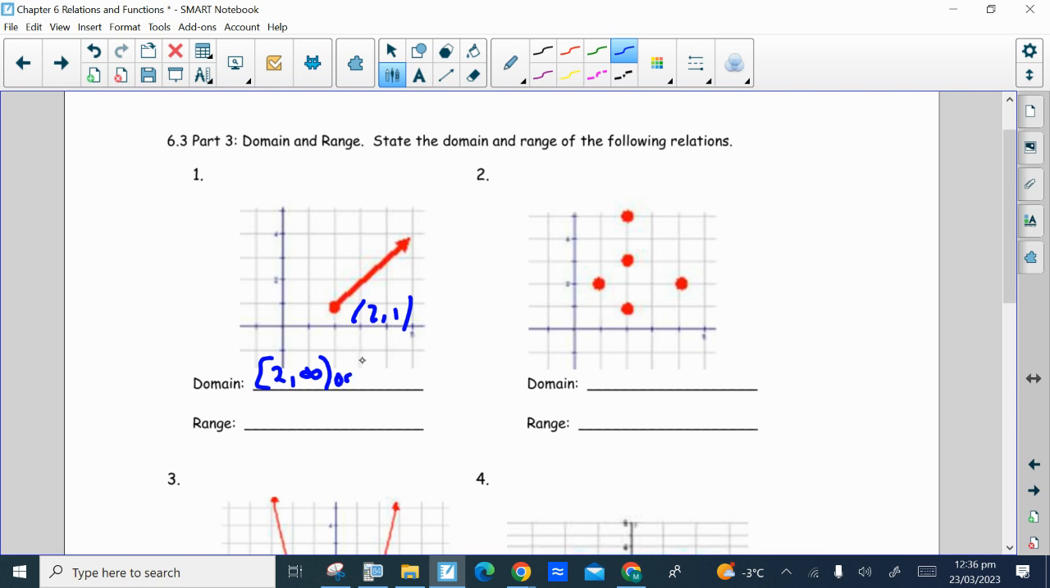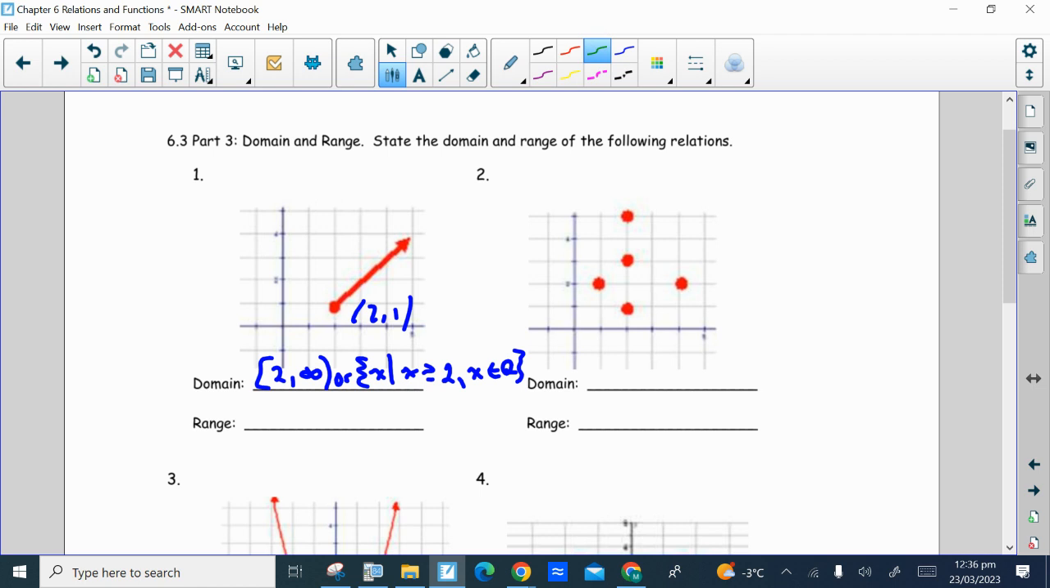We could also use set notation. All values of x such that we would just have to say x is greater than or equal to positive 2, and x belongs to the element of real numbers. So that would be the domain of that relation.